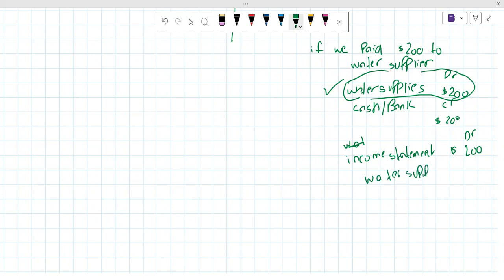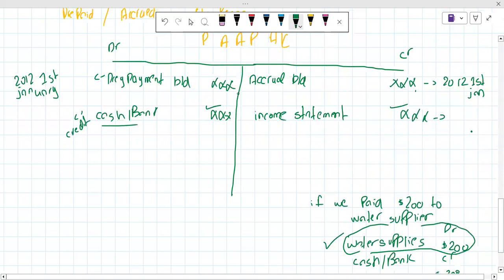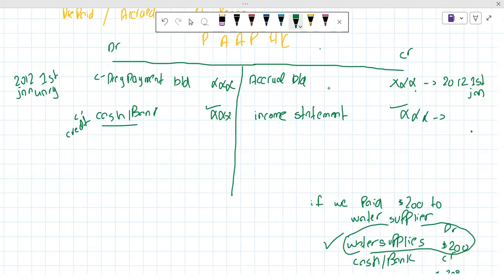Because we are going to nil this account, water supplies would be credited by $200. So that is why our expense account, this is our expense account, we know that, would be credited and the income statement is going to be debited.